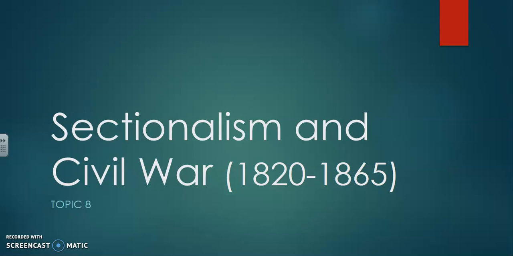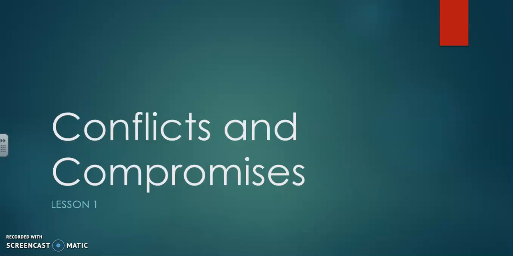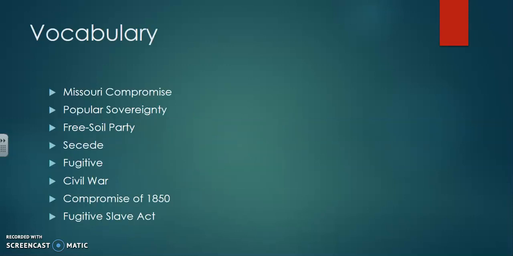And so now we're going to continue on with topic 8, which is sectionalism and civil war. We're going to cover the time periods between 1820 and 1865 for this chapter. Lesson 1 is called conflicts and compromises. Over the next 2 days, we're going to discuss what is going to lead up to the southern states seceding from the Union and trying to form their own country. Vocab for this section is Missouri Compromise, Popular Sovereignty, Free Soil Party, Secede, Fugitive, Civil War, Compromise of 1850, and Fugitive Slave Act.